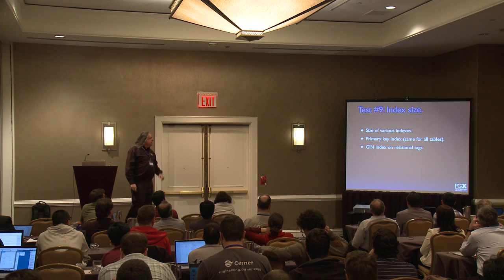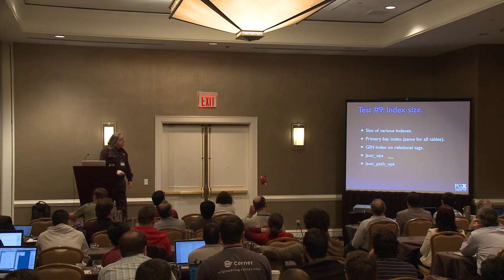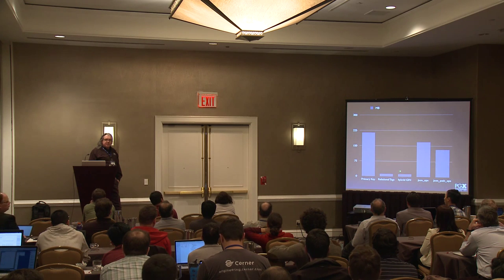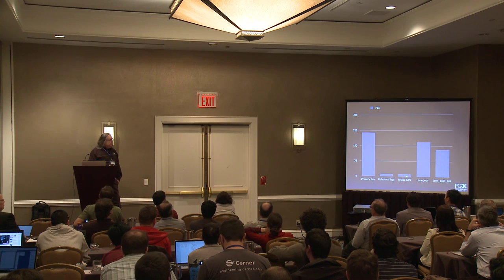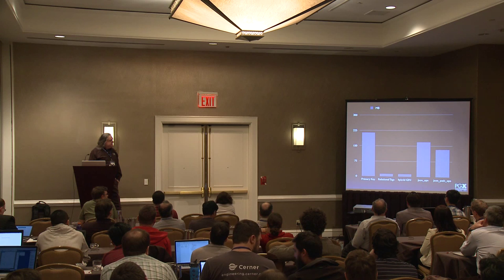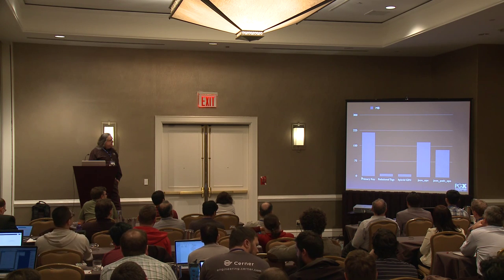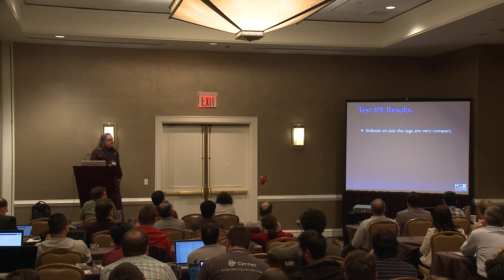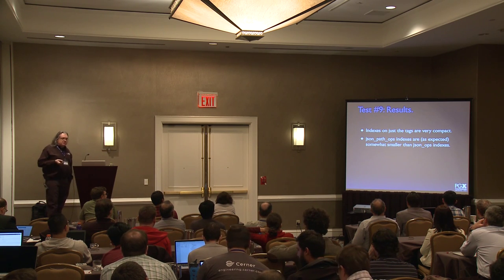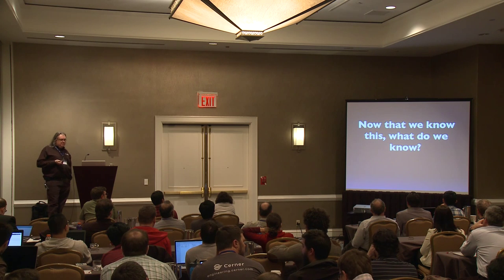And lastly, how big are the indexes? Primary key index, GIN index, and so on. Again, anyone familiar with previous implementations of JSON or of GIN, the new GIN compaction feature makes a huge difference here. It's tiny compared to any other index size. Indexes on just the tags are very compact. The path ops indexes are, as expected, somewhat smaller than the JSON ops indexes.